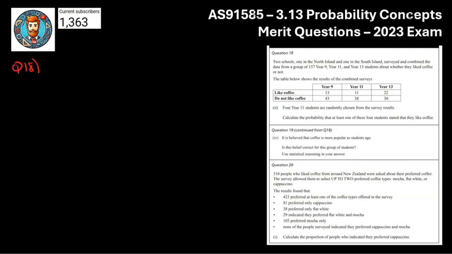So 4 year 11 students are picked at random. Calculate the probability that at least one of these 4 students likes coffee.